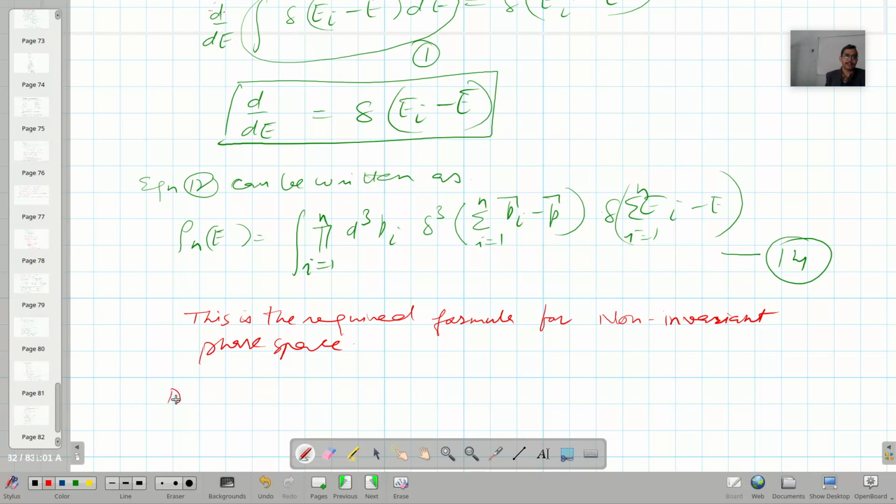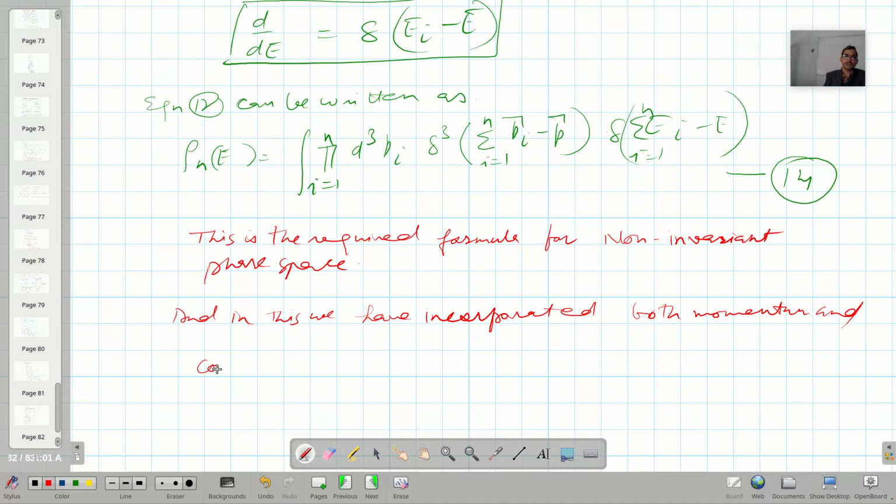And in this we have incorporated both momentum and energy conservation. And sometimes it is also known as the phase space integral. So this is all for this lecture.